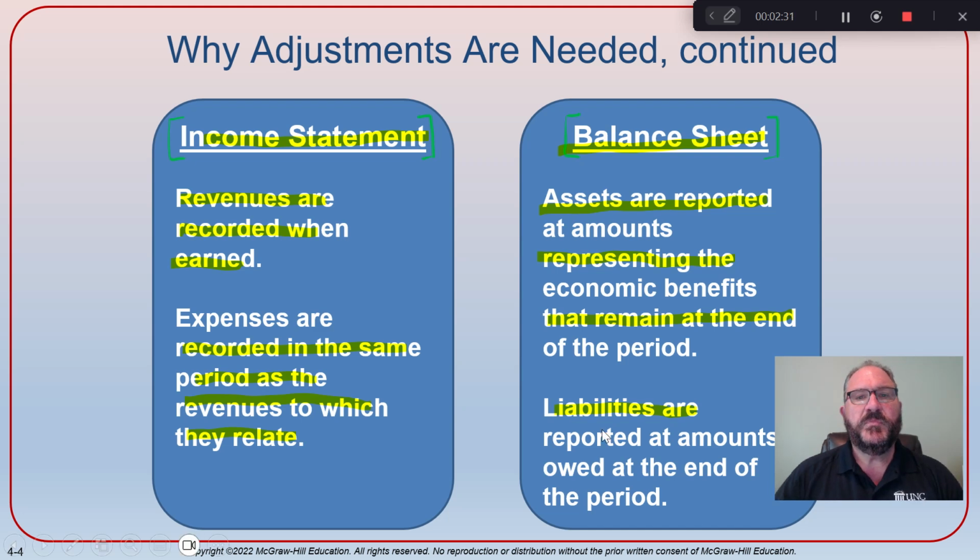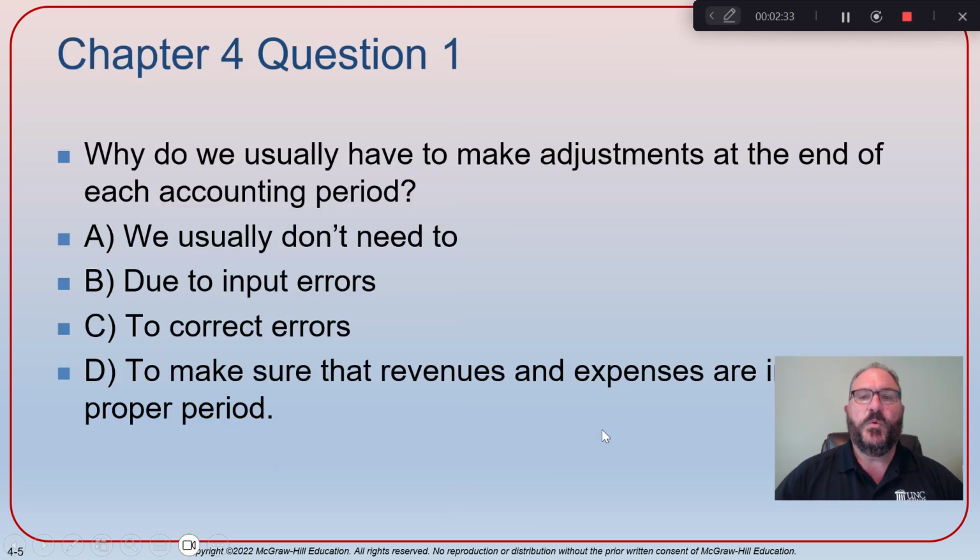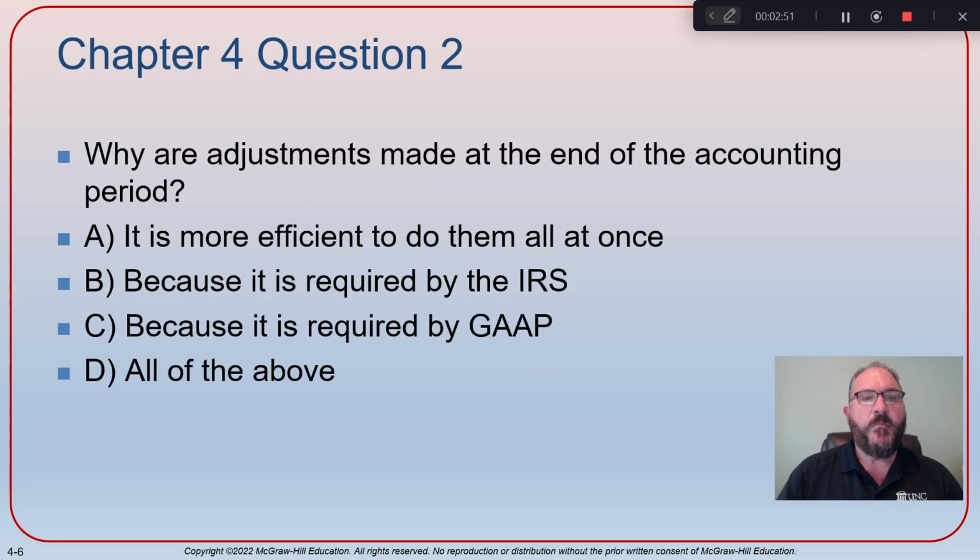All right? So, why do we make adjustments at the end of the accounting period? This is question number 1 for chapter 4. Okay? So hopefully after what I just told you there, you should be able to answer that question. Make sure you write it down so you could have it ready for your quiz. Okay. All right.